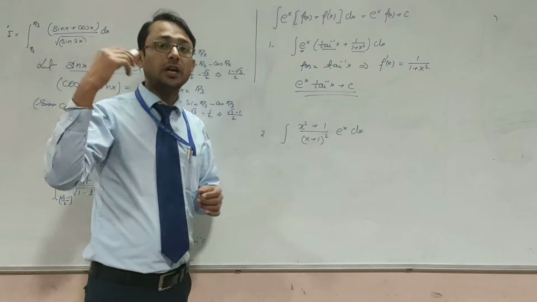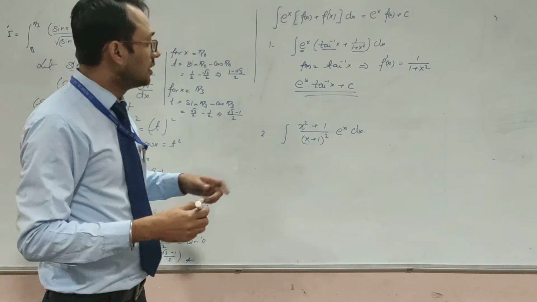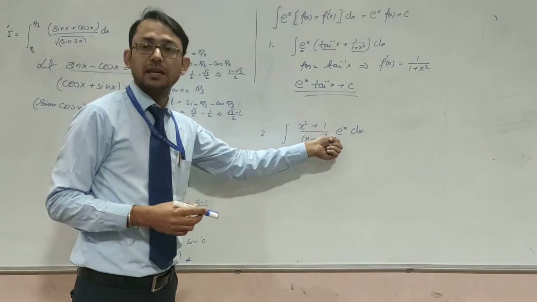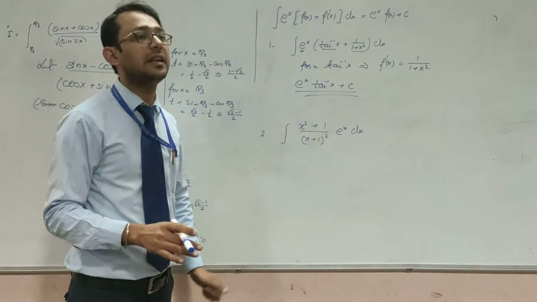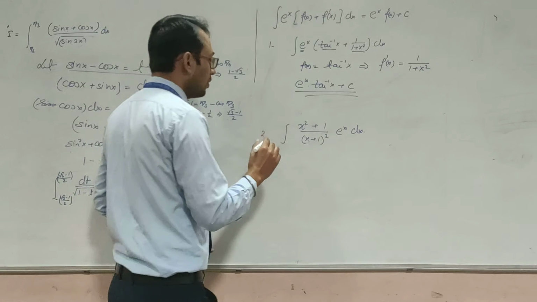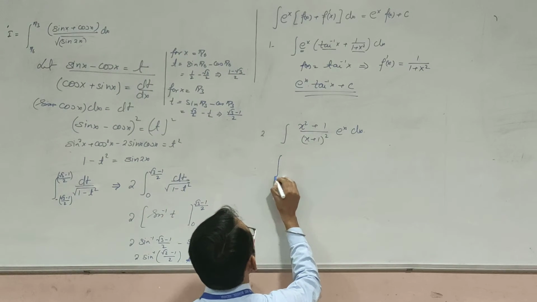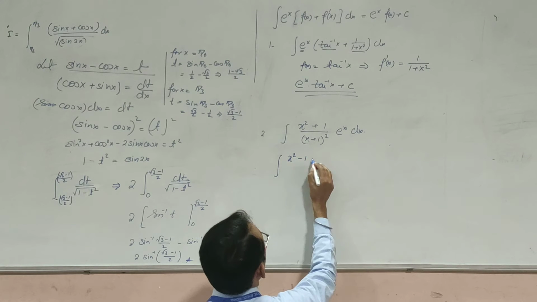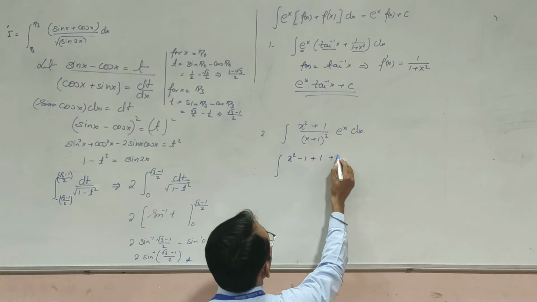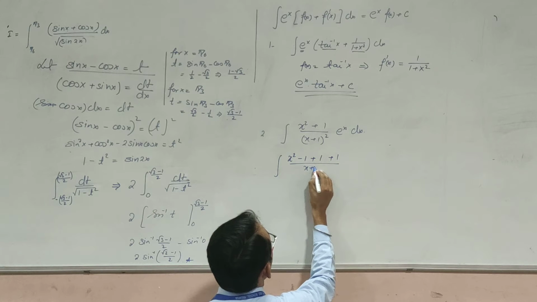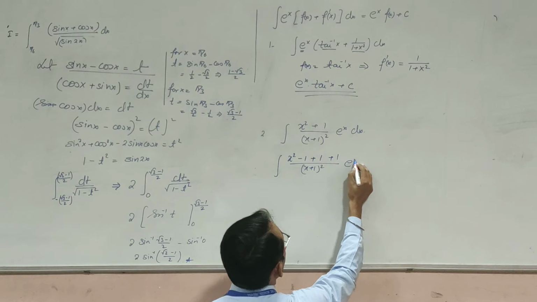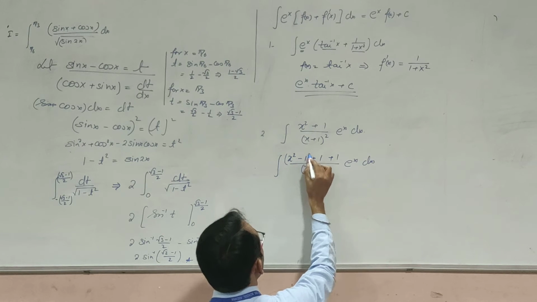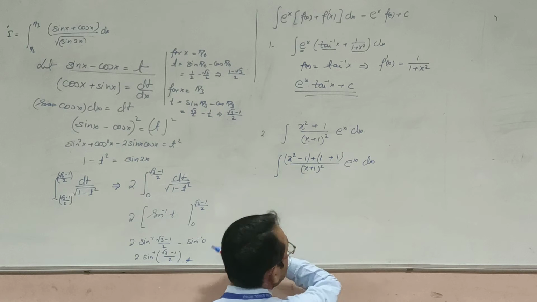Let me think what best I could do with this question, so that I must be able to make two parts directly. If I am taking separate, I am not able to get it into the pattern. So what I am doing, integral of (x square minus 1 plus 1 plus 1 upon (x plus 1) whole square) e to power x dx. Try to see, this will be the first part and this will be second part.